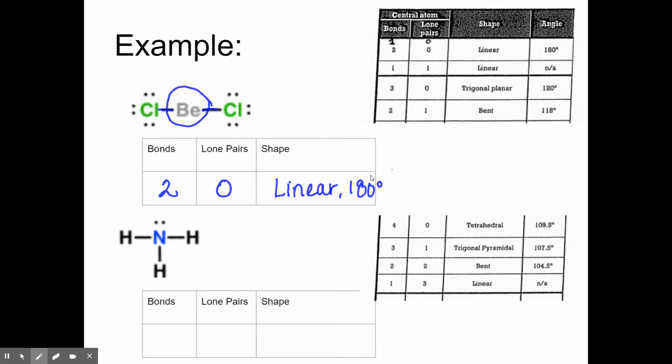Next we have NH3, so again find the central atom. Looking at the N, how many bonds are there? 1, 2, 3. And lone pairs, there is 1 lone pair. Looking at our reference sheet, we have 3 bonds and 1 lone pair, which leads to the shape of trigonal pyramidal with a bond angle of 107.5.